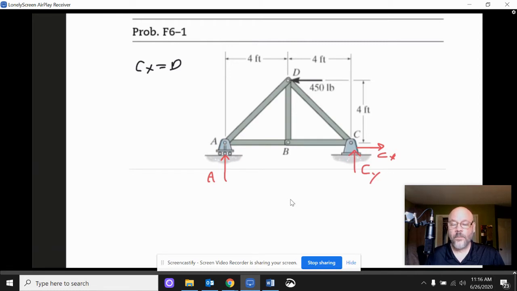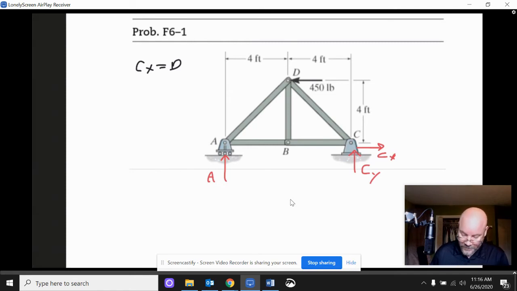And we got a problem. How is this thing going to be in equilibrium if A and CY are both up? There's no downward force. So that would mean this truss would just be like, pew! Okay, it would just take off. And then that makes it a dynamics problem, which we have to deal with next semester. So that means A and CY, since they're the only vertical forces, they actually have to be equal and opposite.